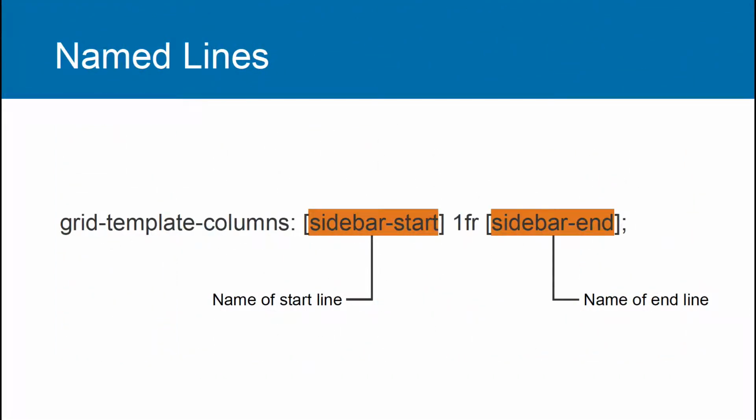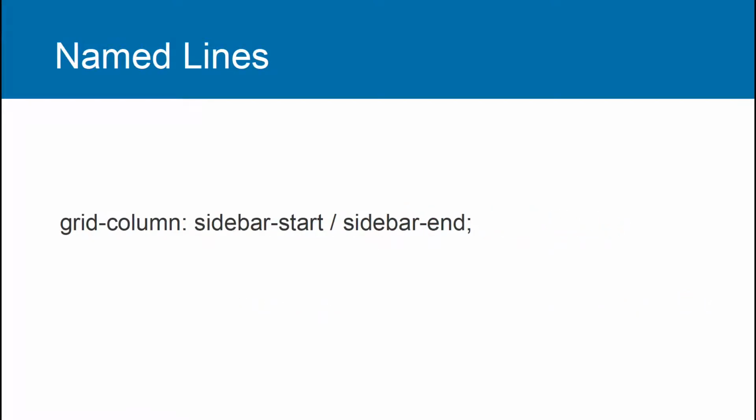So basically, for our grid-template-columns, when we actually define them, instead of saying 1fr, 1fr, 1fr, we can say, okay, well, our first line is going to be sidebar-start. Our second column is going to have 1fr, and then our third line is going to be sidebar-end, which can be simplified. So when we go into actually placing it on the grid itself in our grid-column declaration, we can just say from sidebar-start / sidebar-end instead of 2/3 or 2/4.